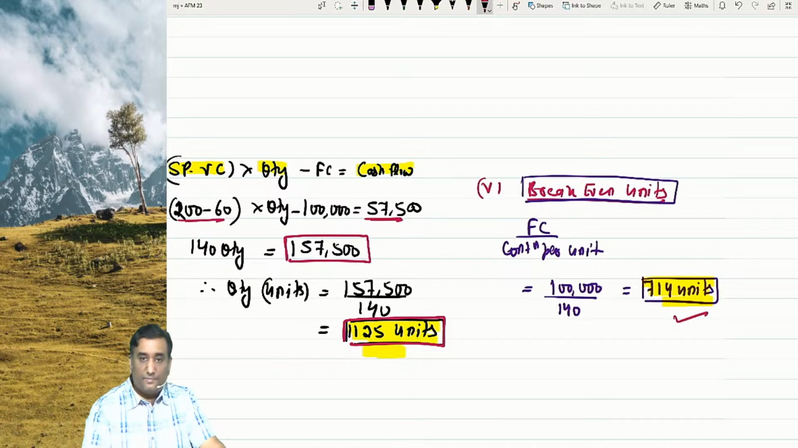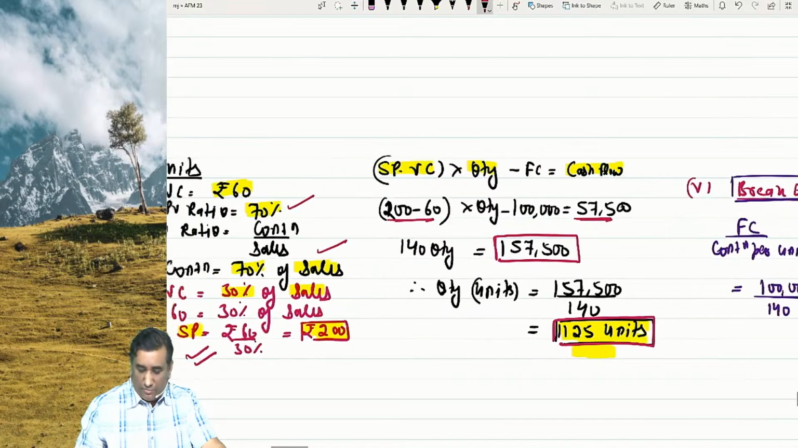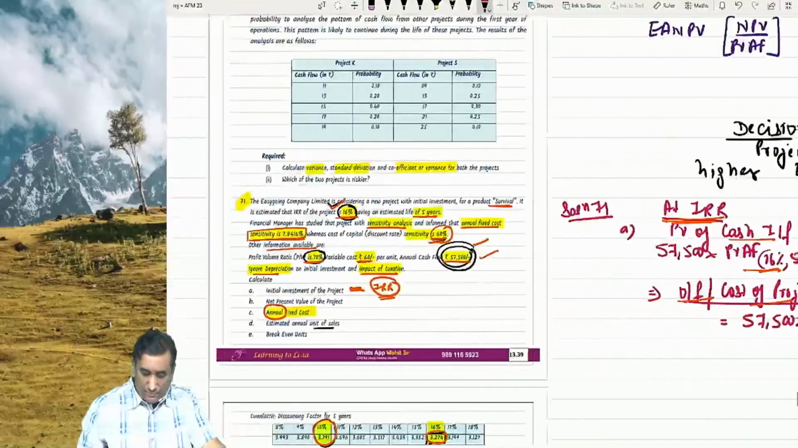This was sensitivity analysis. Very, very important from the examination point of view. Very, very important from the exam perspective.